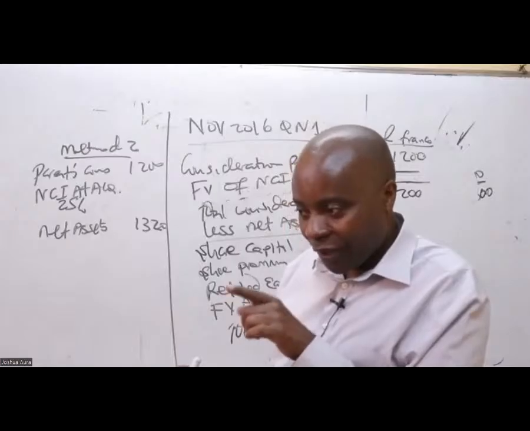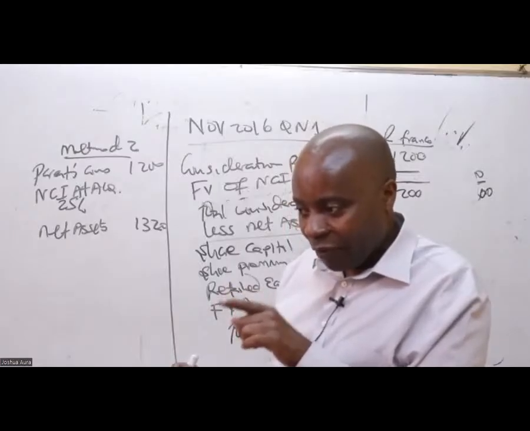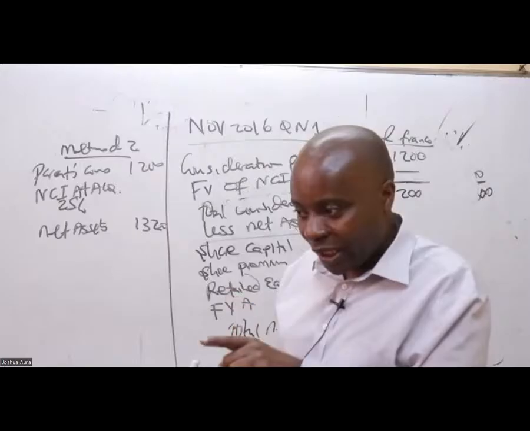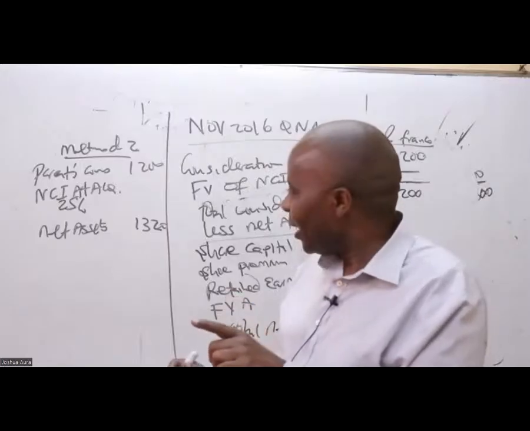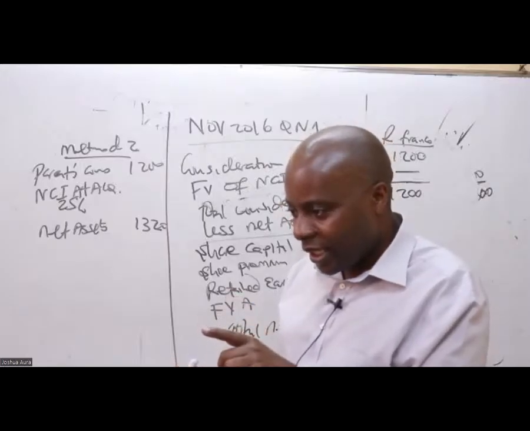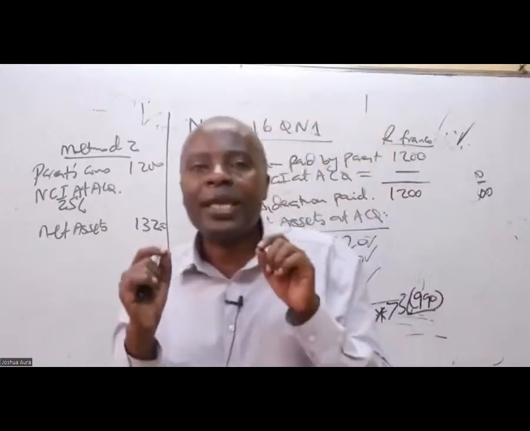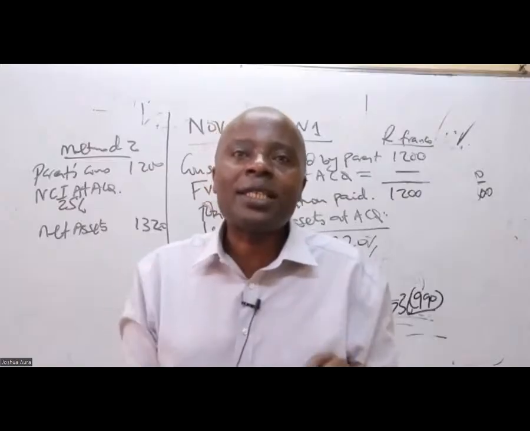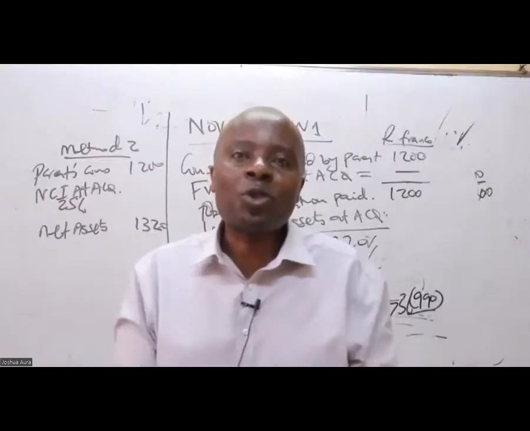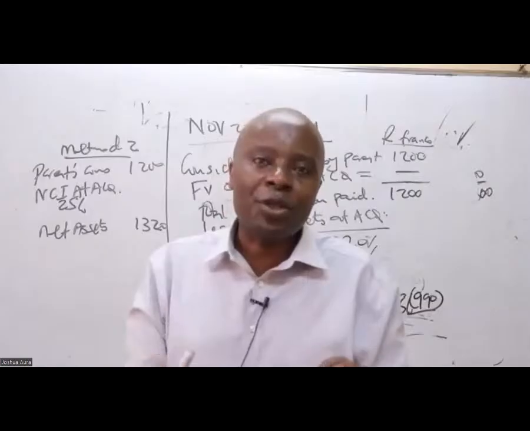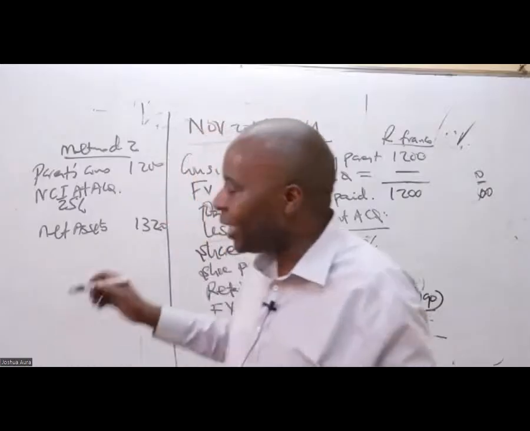Merab is giving me a figure of 320. Is she the only one who is able to see that? 330, right? 330, Mary Ann. Remember, they tell you that NCI is to be valued at its proportionate share of the net assets, 330.